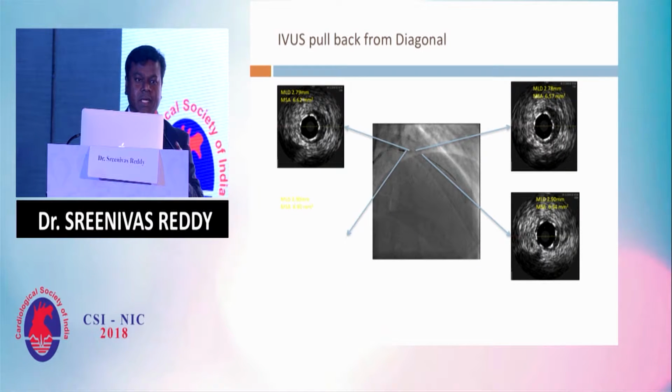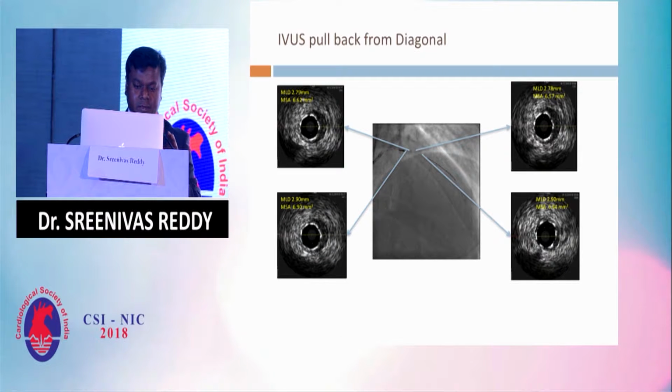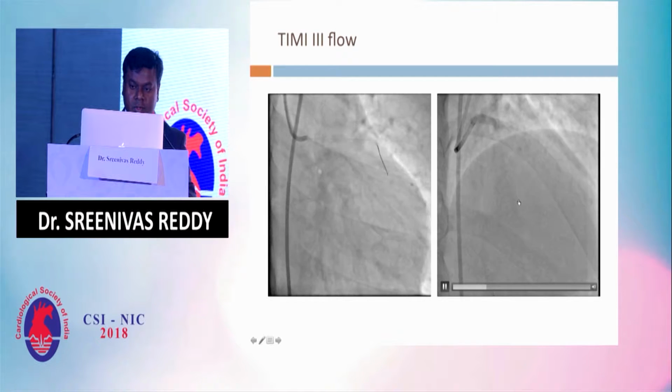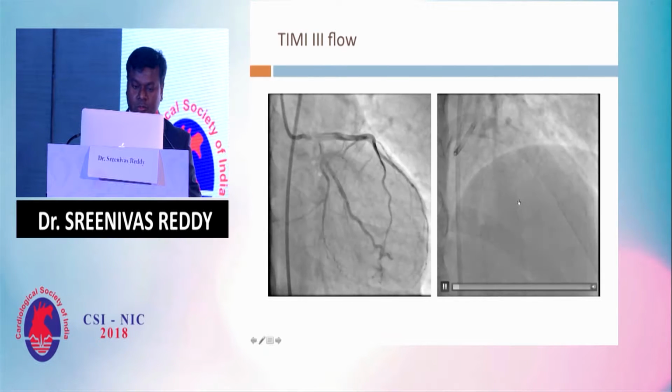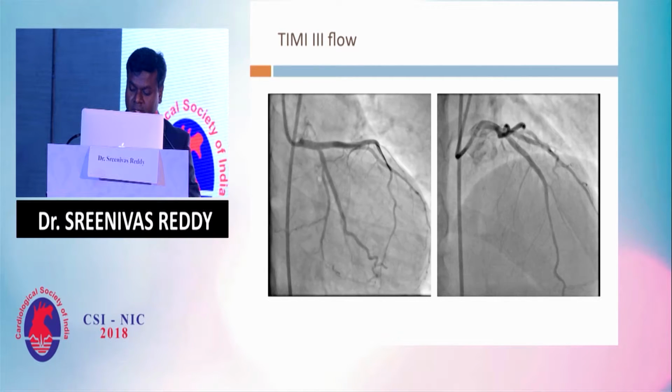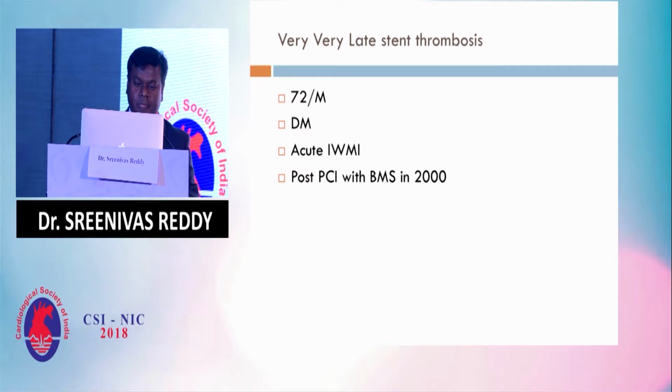The most important thing here is the expansion of the ostium in the side branch bifurcation. In this particular case, you can see we have a well expanded ostium of the diagonal with a perfect circle-like appearance. That's the TIMI 3 flow which we achieved in this patient. So you should achieve a very good ostial diameter of the diagonal branches.